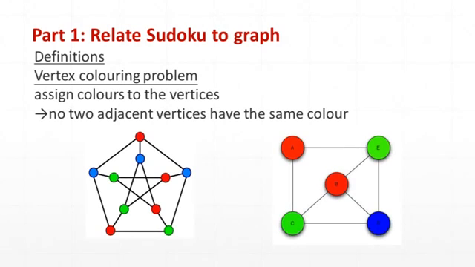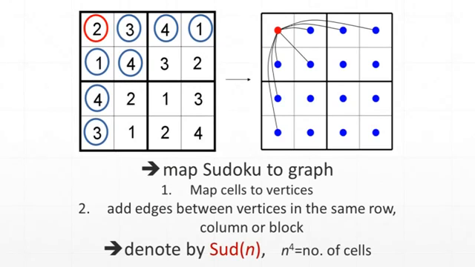Sudoku is closely related to graph theory, as a Sudoku puzzle can be solved by considering it as a vertex coloring problem. The assignment of colors to the vertices of a graph such that no adjacent vertices have the same color. The Sudoku graph is established by one-to-one mapping from cells to vertices and adding edges between 2 vertices if they are in the same row, column, or block. We denote the Sudoku graph by Sud_n, where n to the power 4 is the number of cells.